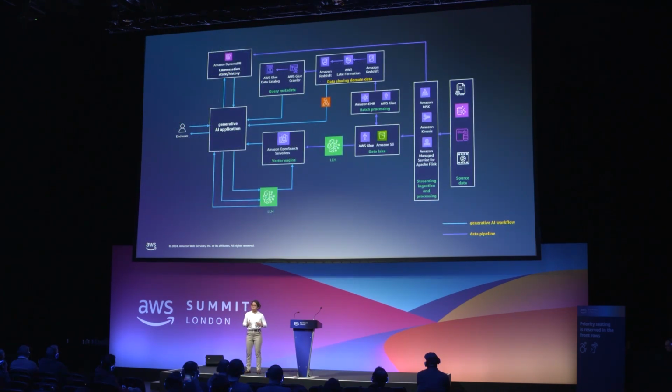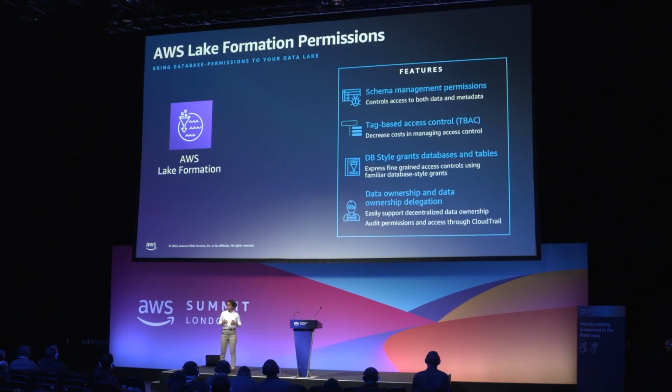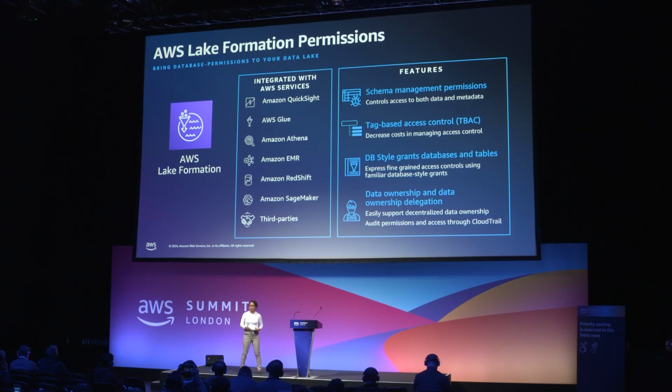Now, the most important part of using generative AI or having a data analytics pipeline is to centralize governance and enforce access control. Here, Lake Formation comes into the picture. AWS Lake Formation provides centralized governance and also granular access control. With the Lake Formation permission model, you can use either database-style permissions or tag-based access control. Both integrate natively with other services.